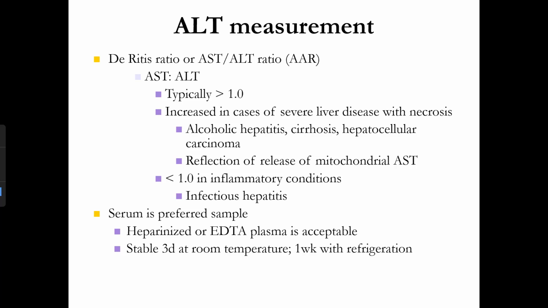ALT measurement, the de Ritis ratio, or AST to ALT ratio, AAR. AST to ALT is typically greater than 1. It's increased in cases of severe liver disease with necrosis, alcoholic hepatitis, cirrhosis, hepatocellular carcinoma. Reflection of the release of mitochondrial AST. Less than 1 in inflammatory conditions, infectious hepatitis.